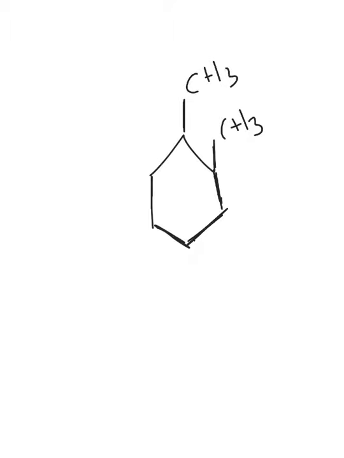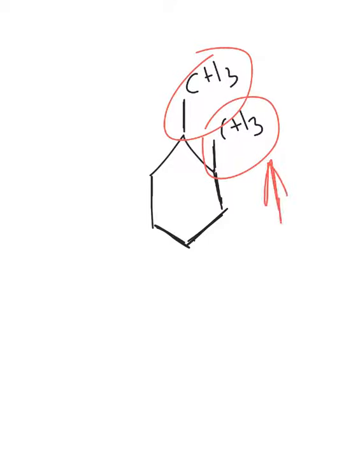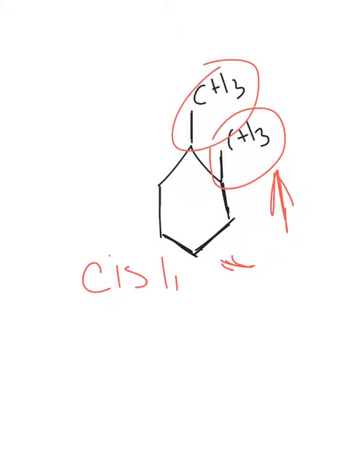So notice here that what I've decided to do is that my methyl groups on carbon 1 and carbon 2 are both drawn in an upright position. Because they're both facing the same way, this would be the drawing for our cis. Okay, so this would be cis-1,2-dimethylcyclohexane.